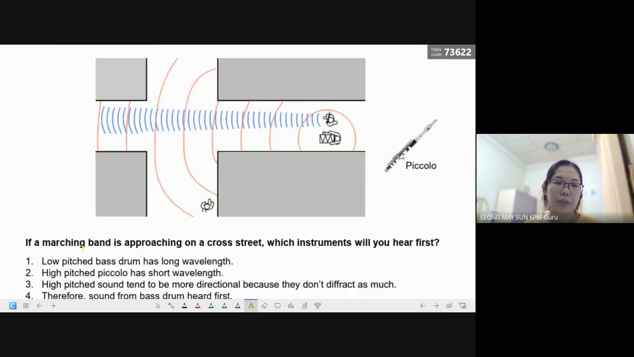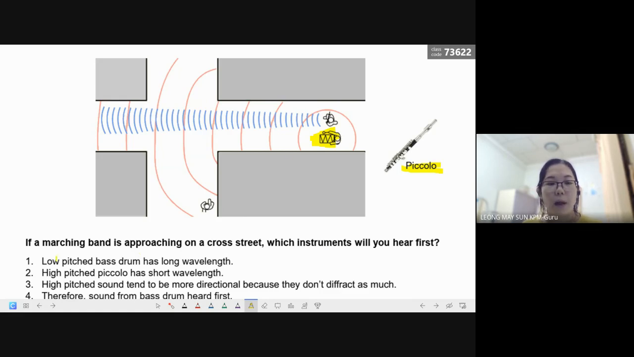Next is actually a marching band. This question came out before, I think a few years ago, in the previous KPSM syllabus. If a marching band is approaching on a cross street, there are walls, there are buildings over there. Which instrument will you hear first? One is a piccolo. The other one is very obvious, a drum. The question asks which instrument will you hear first? Will you hear the piccolo first, or the drum first?